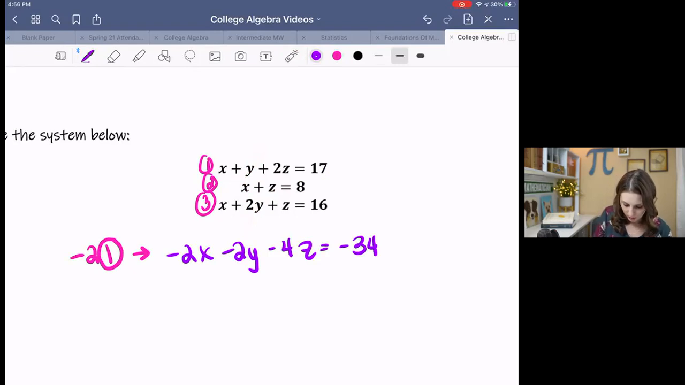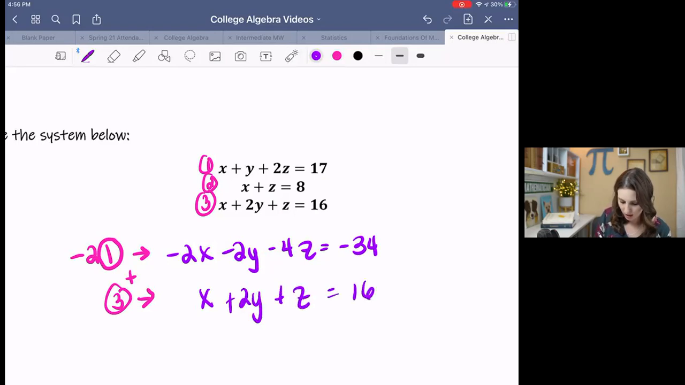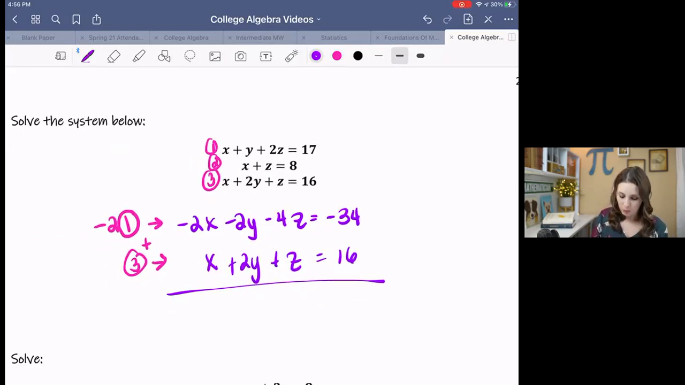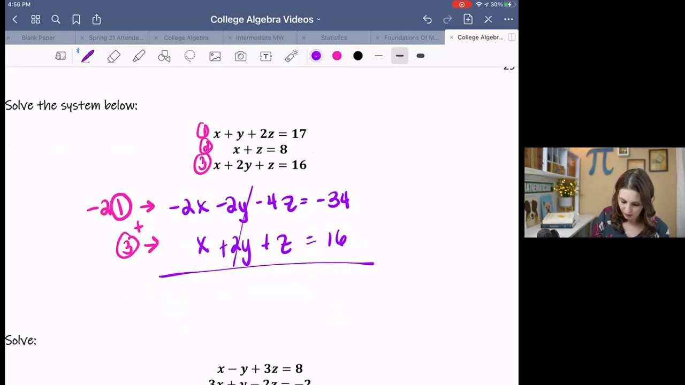And then plus equation 3, x plus 2y plus z equals 16. And then simplify. We get negative x minus 3z equals negative 18. Now go ahead and pause it and try to finish it on your own, and then come back and check.